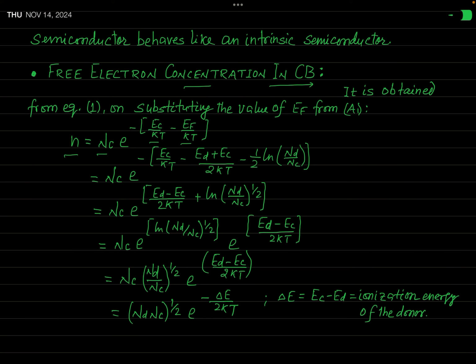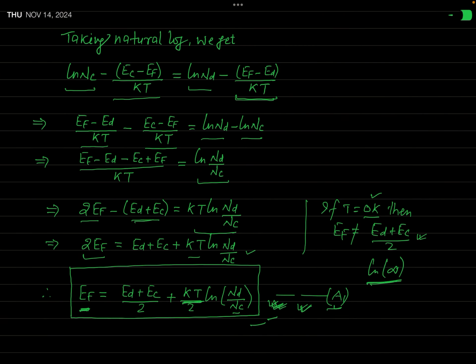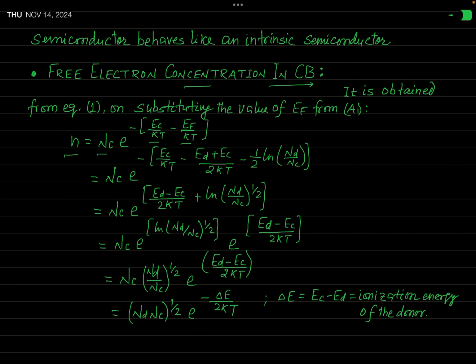Okay. Now, let us substitute the value of this EF which you have obtained in this equation A1, and simplify then. So this will be Nc times exponential raised to the power minus Ec over kT minus, now EF, value of EF is substituted here. This will be Ed plus Ec over 2kT minus 1 over 2 log Nd over Nc. Okay. After substituting the value of EF, you will get this.